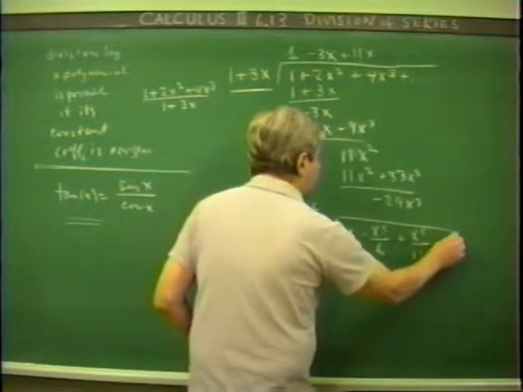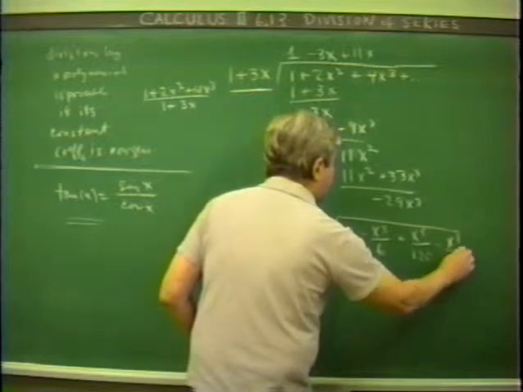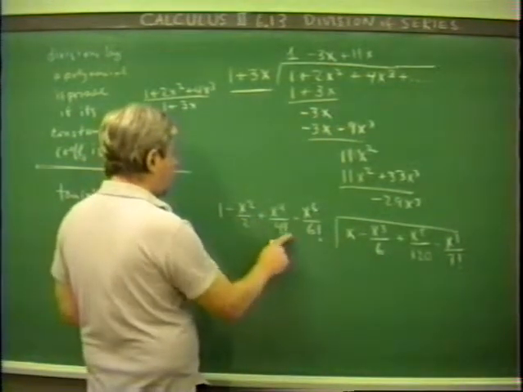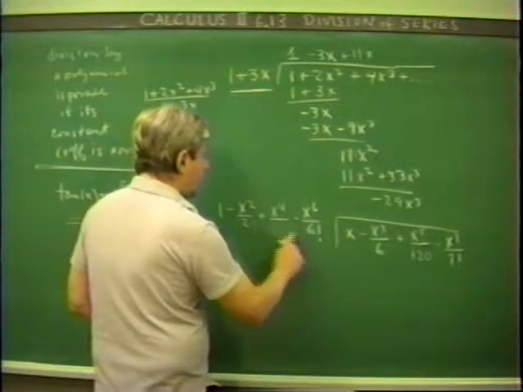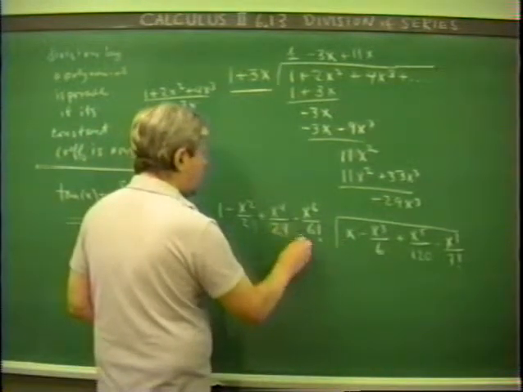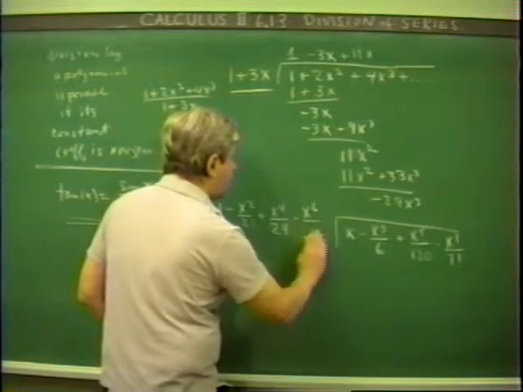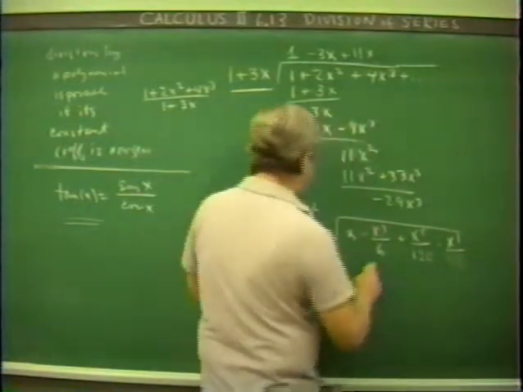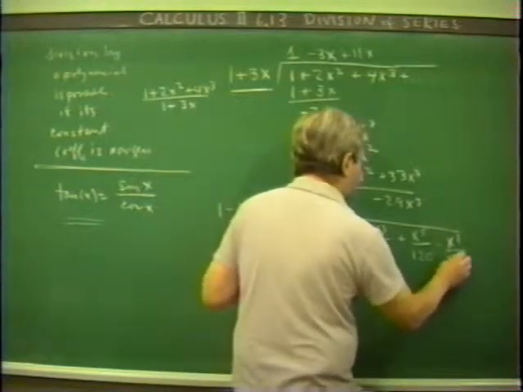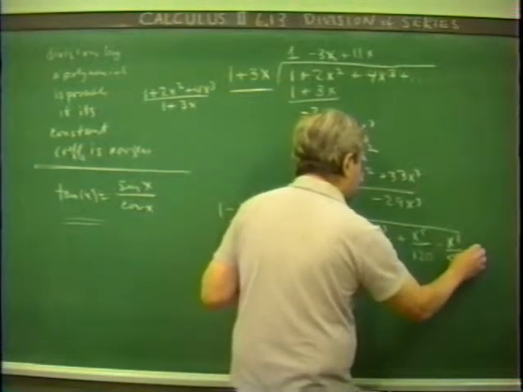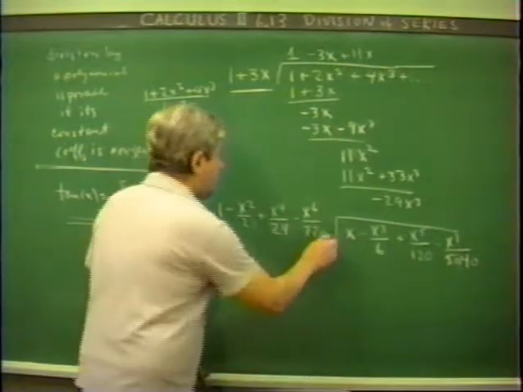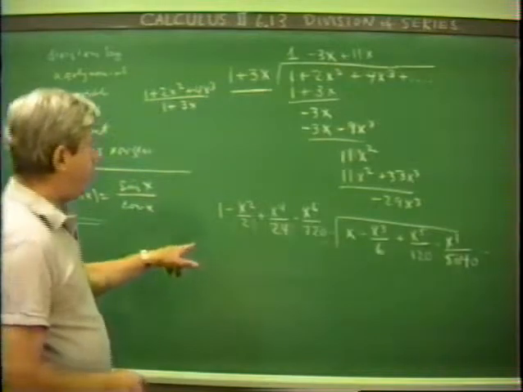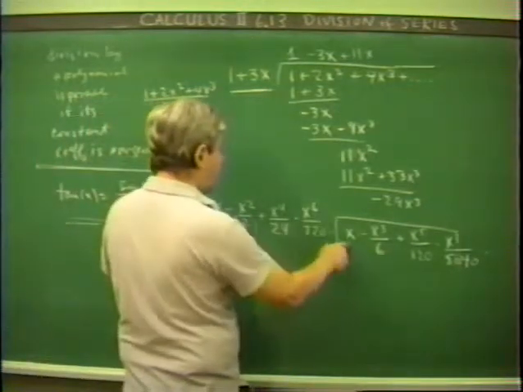Let's change these factorials to numbers. 3 factorial is 6. Plus x to the 5th over 5 factorial, that's 120. Minus x to the 7th over 7 factorial. All right. 2 factorial is 2. 4 factorial is 4 times 6, which is 24. 6 factorial is 6 times 120, or 720. And 7 factorial is going to be 7 times 720, or 5,040. All right? And so this continues.